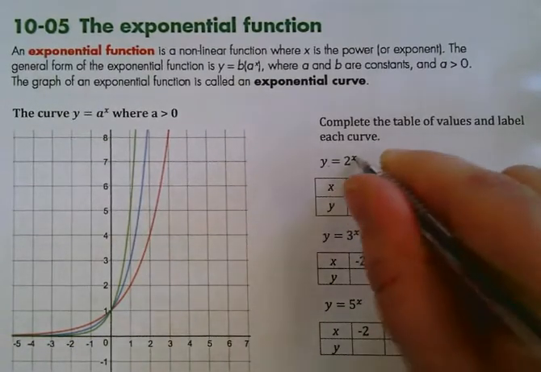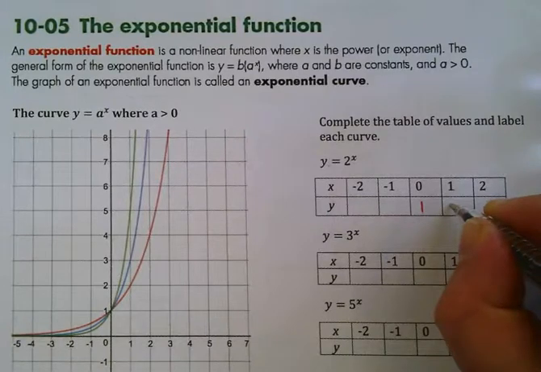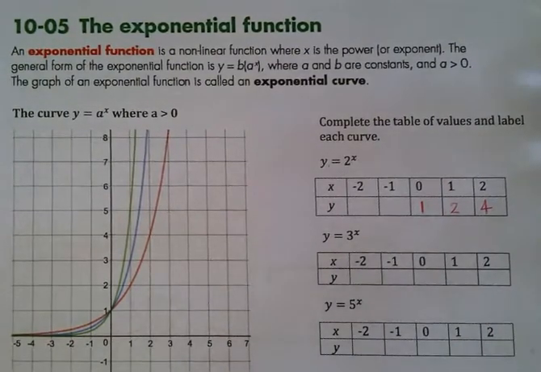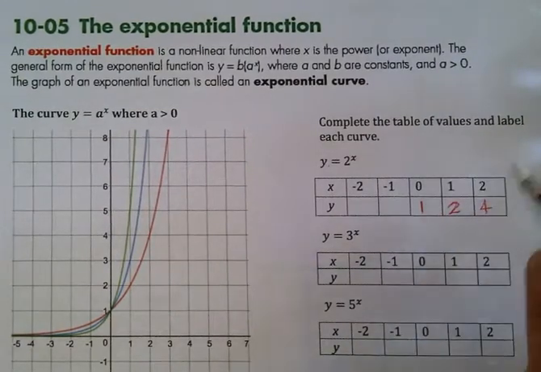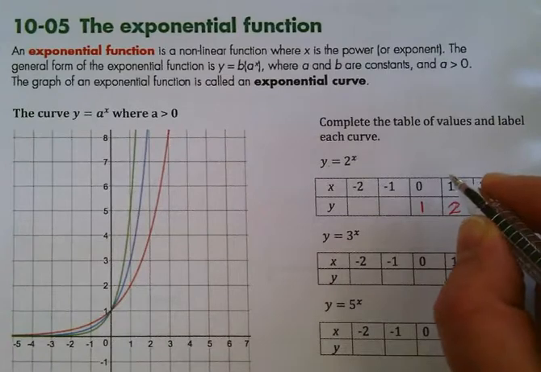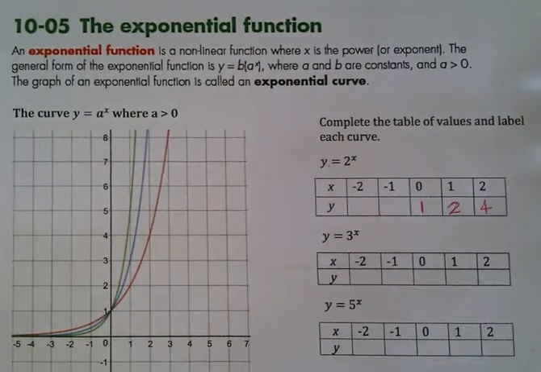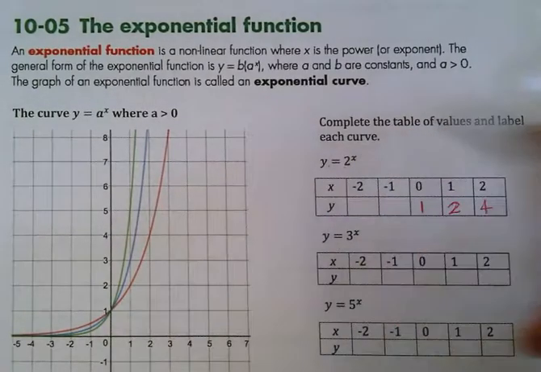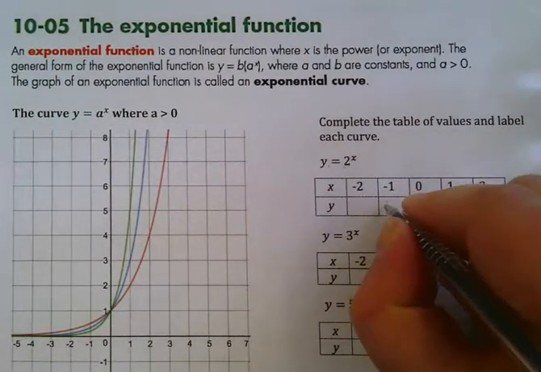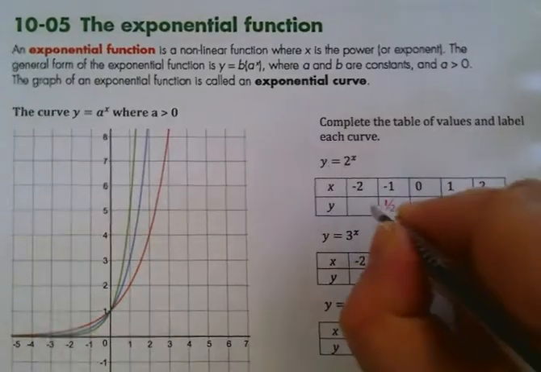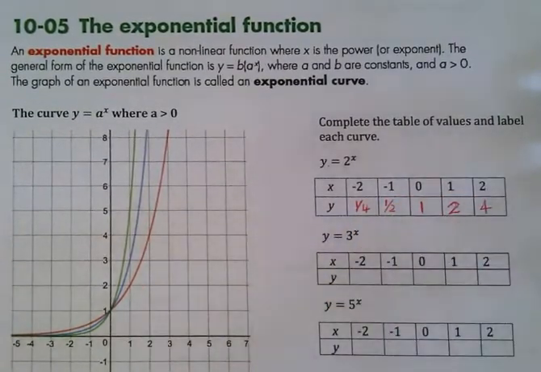What's 2 to the power of 1? 2 is 2. 2 to the power of 2 is 4. That's 2 squared. Now, 2 to the power of negative 1, if you'd like to use your calculator for that, please. I want you to do 2 to the power of negative 1. You should get 0.5 or a half. Good. 2 to the power of negative 2 is 0.25 or a quarter.